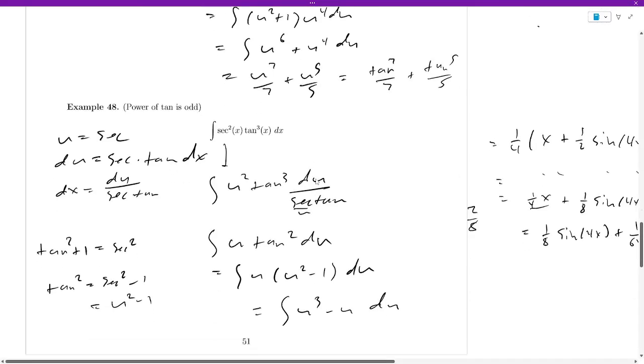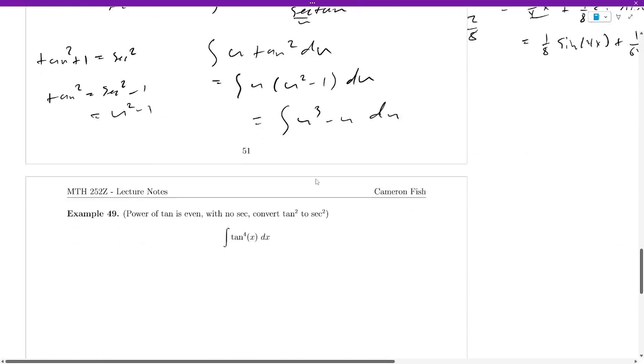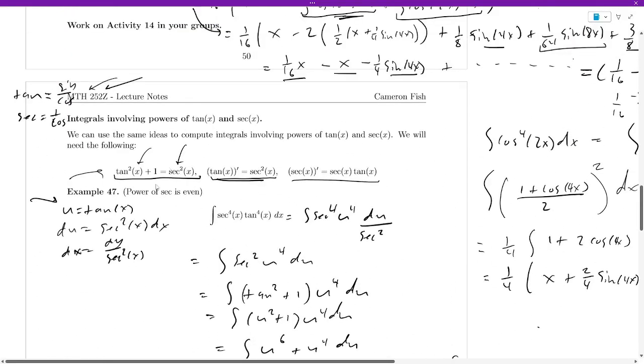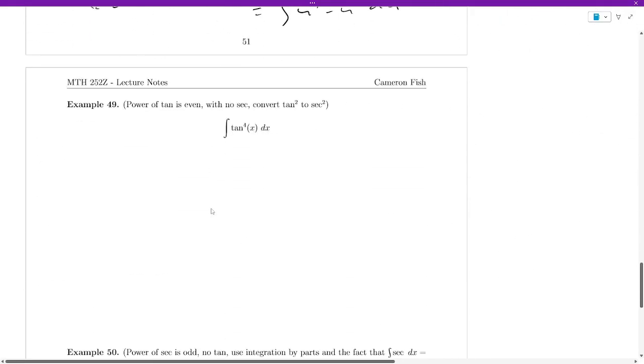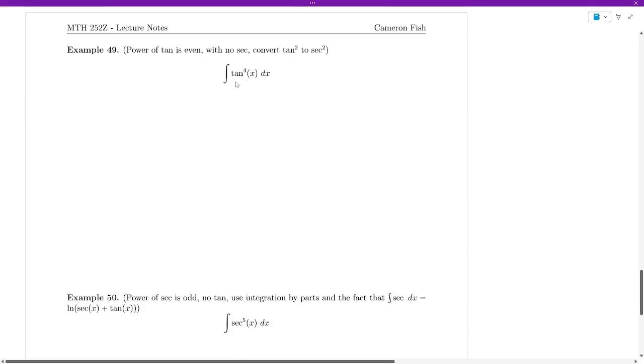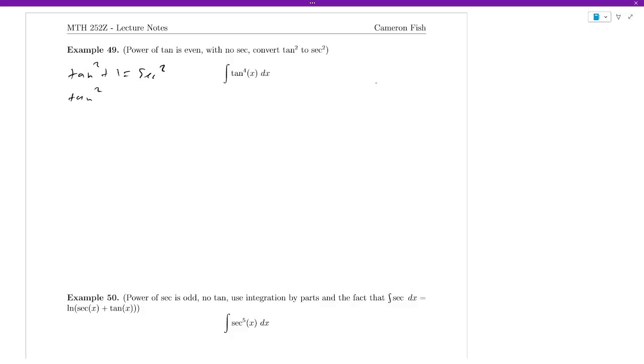There's a few similar tricks we can do. So here we covered power of tan is odd, power of secant is even. Let's look at this one. There's no secants at all. The power on tangent is even. So again, we have our identity: tan squared plus 1 is secant squared, which if I want to, I could always rearrange. Tan squared is secant squared minus 1.